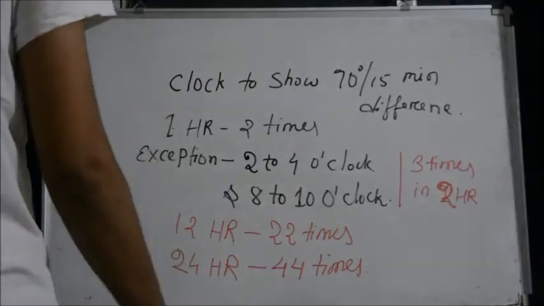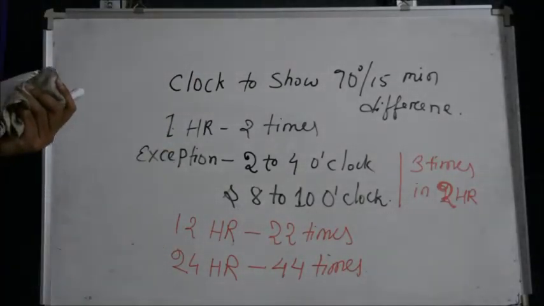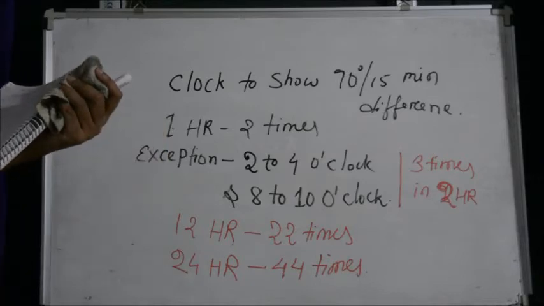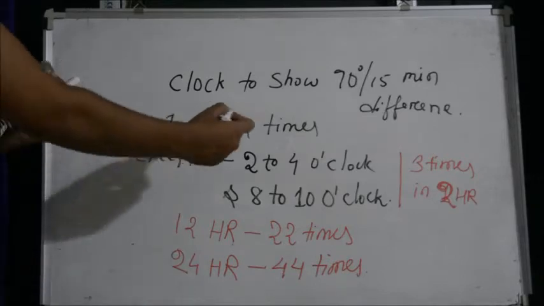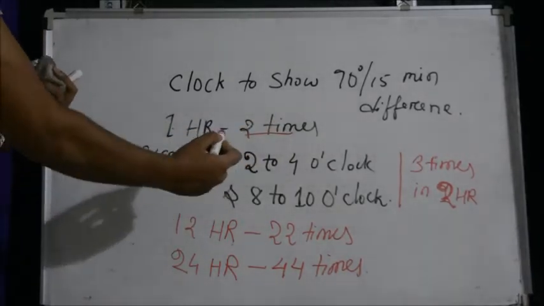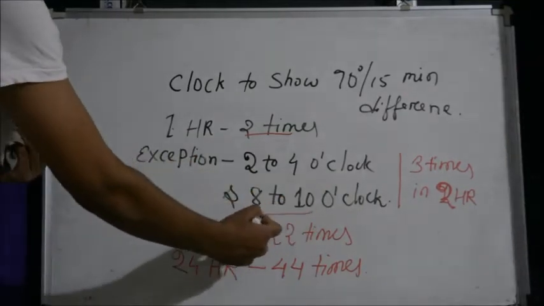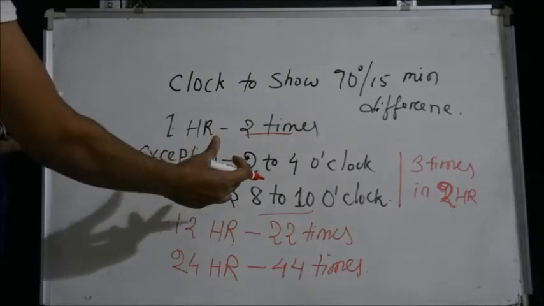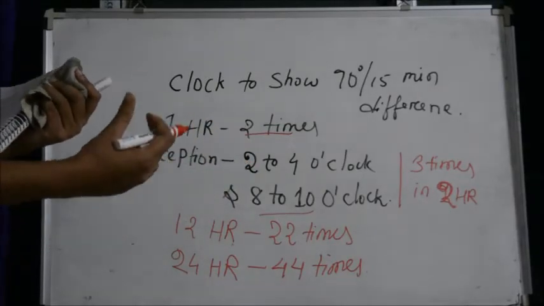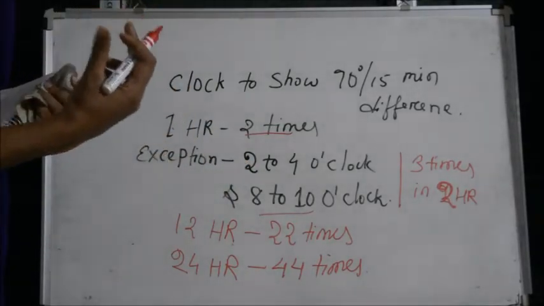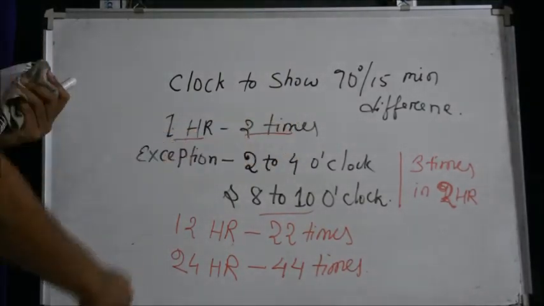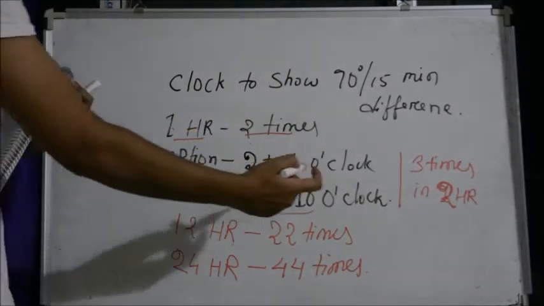So till now we have seen that for a clock to show 90 degree or 15-minute difference, we have it 2 times in 1 hour. The exception we have seen is from 2 o'clock to 4 o'clock, and also from 8 o'clock to 10 o'clock. In these 2 hours, it should be 4 times, like 2 times in 1 hour, but it only shows 3 times in 2 hours.